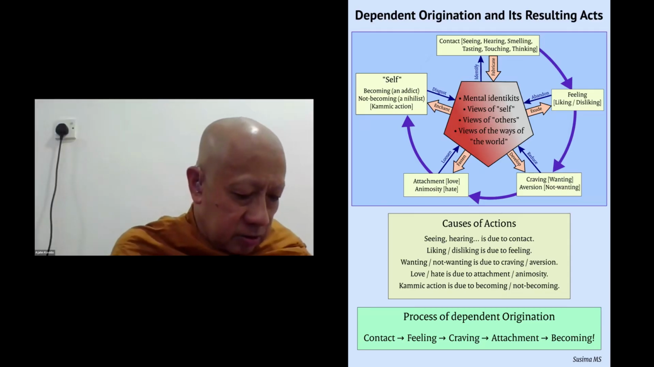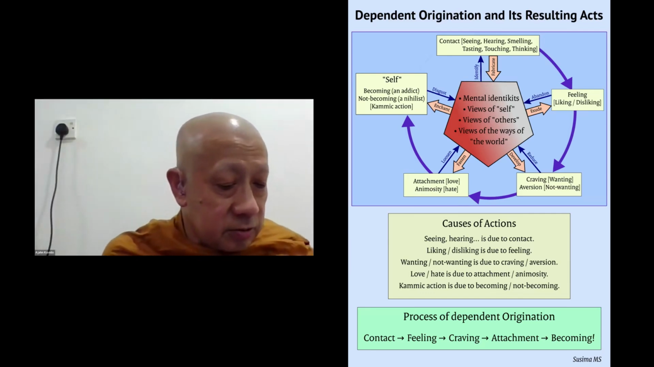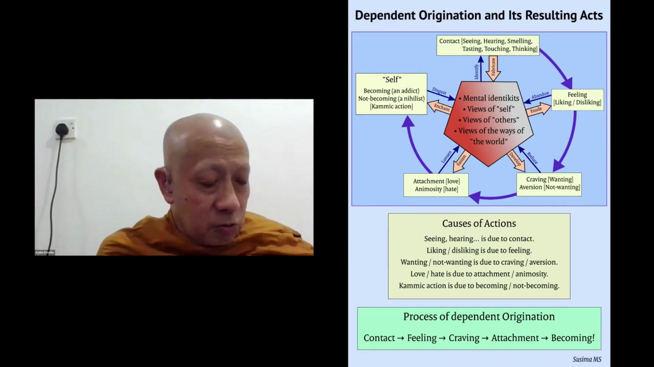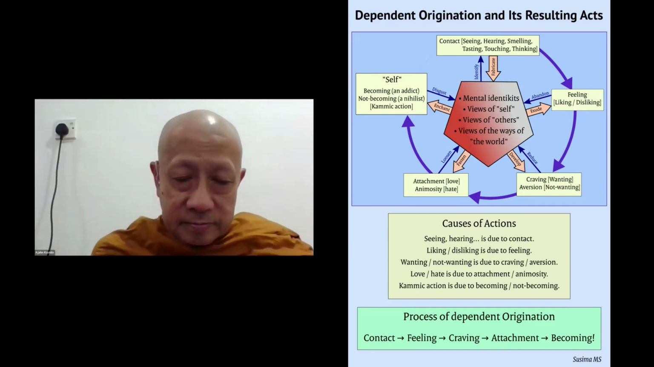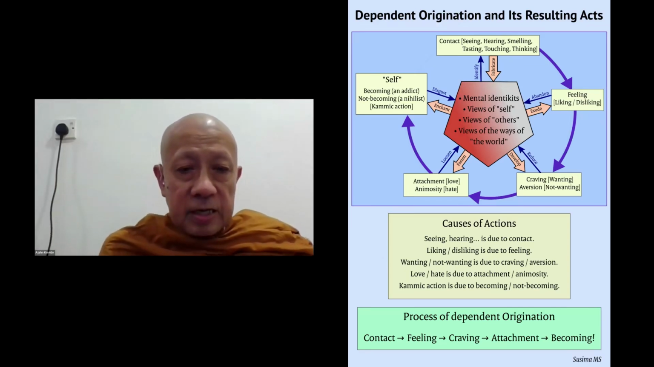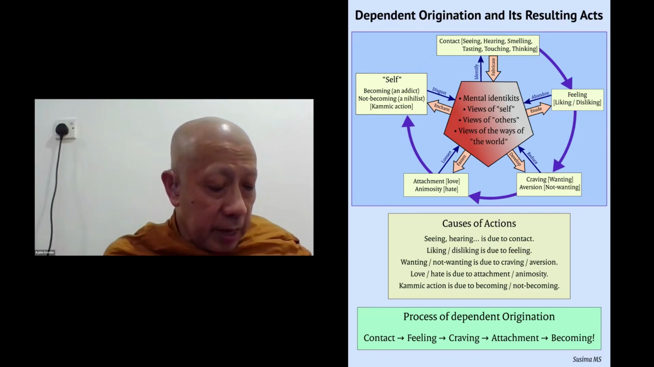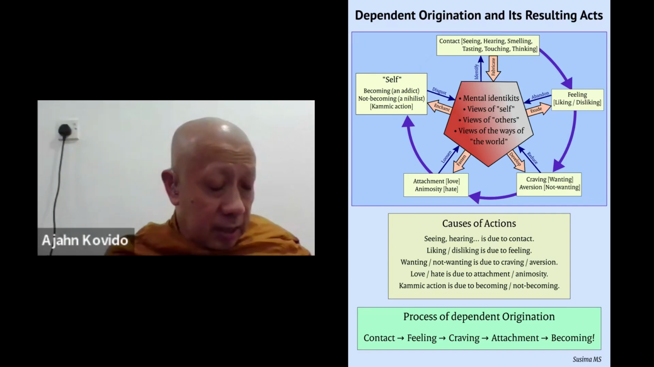So where do all these mental phenomena arise from? This is the subject I'm going to talk about tonight. There is a process called dependent origination. So you may have a diagram of this dependent origination and its resulting acts. The process of dependent origination starts with contact. If you see at the bottom of your chart, you see the process of dependent origination. It starts at the end of the page with contact.